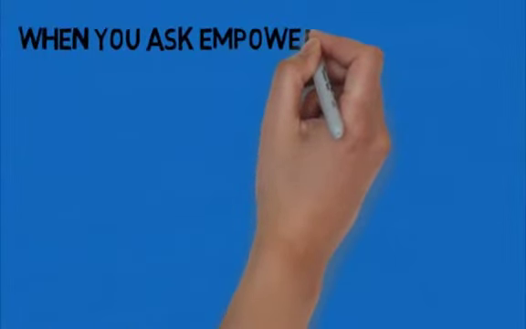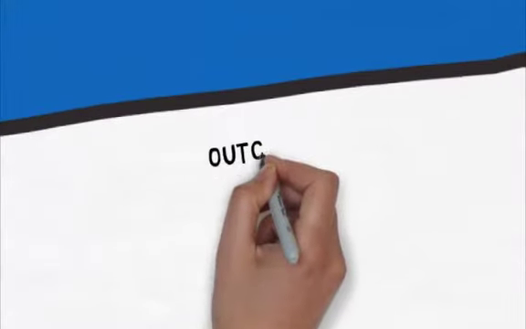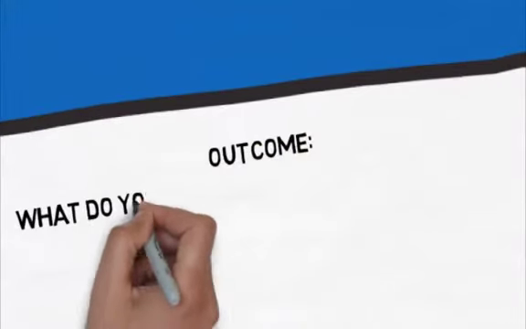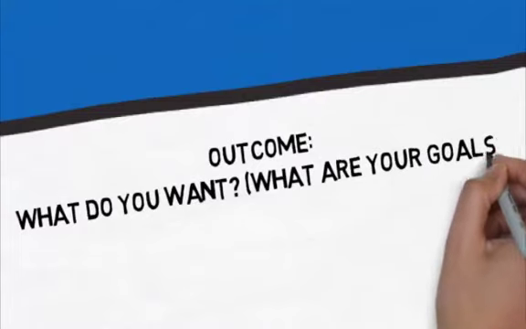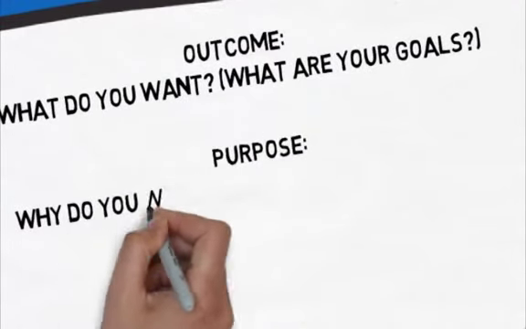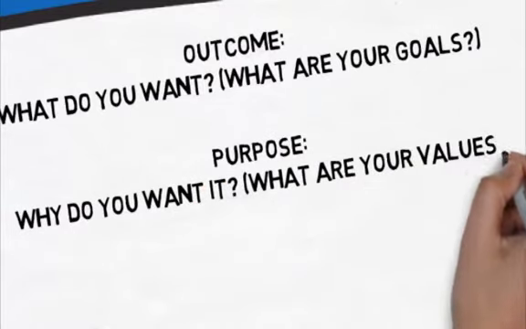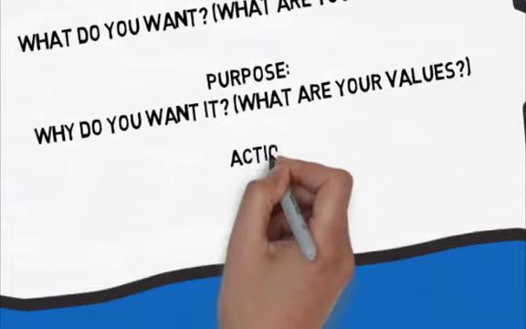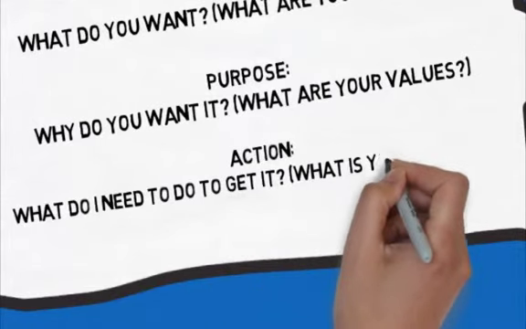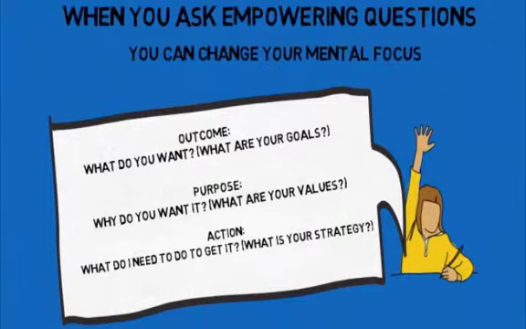Here are 3 questions that you can ask that can help you refocus. So the first one is about outcome. What do you want? What are your goals? And then we also need to back that up with purpose. Why do we want that? Why is that important? And also, what do I need to do to go about and get this? What's my strategy? What's the plan? So these are 3 questions that when you ask that can help change your mental focus and get you to refocus on what it is you really want.